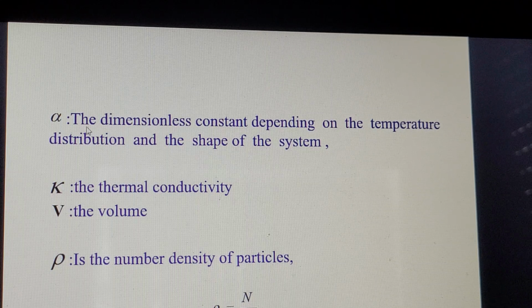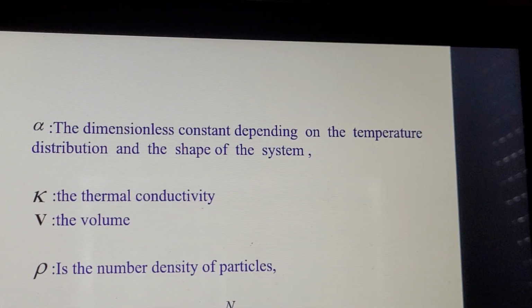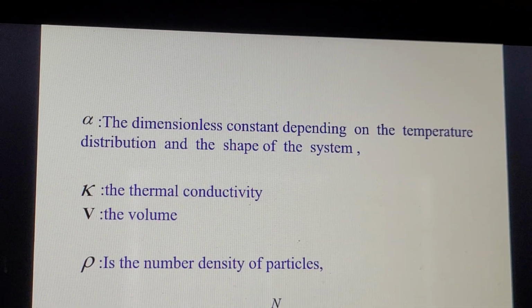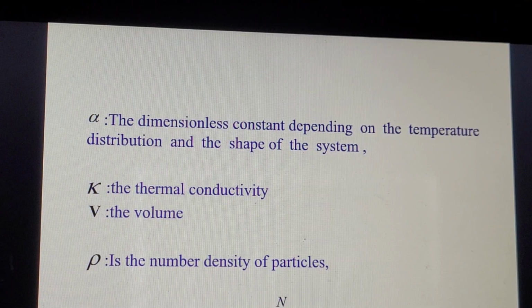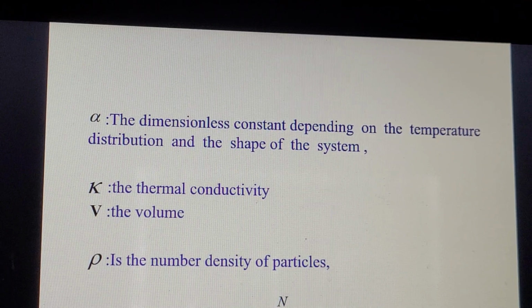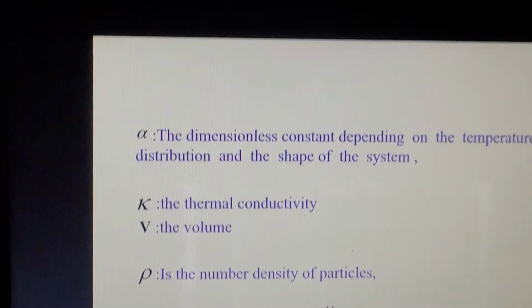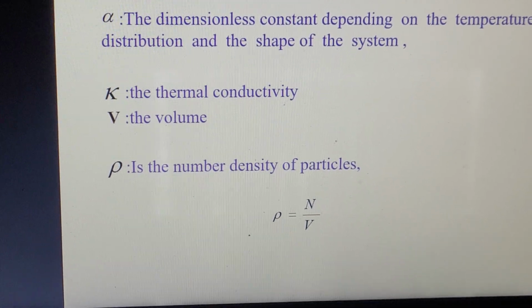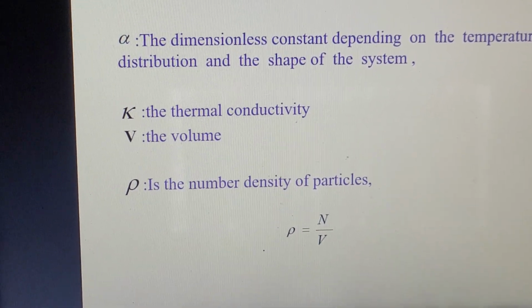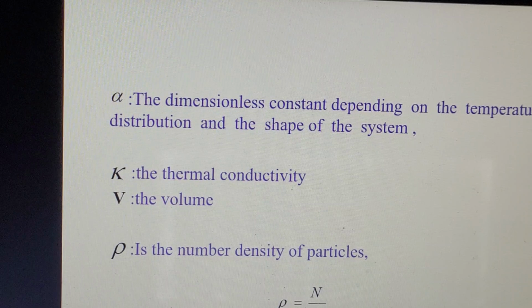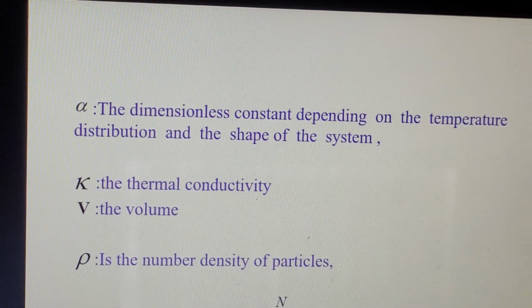As I told you, alpha is a dimensionless constant depending on the temperature, distribution, and the shape of the system. K is the thermal conductivity, V is the volume, and rho is the number density of particles. So you can see rho is equal to N divided by V. Okay, so let's move on.